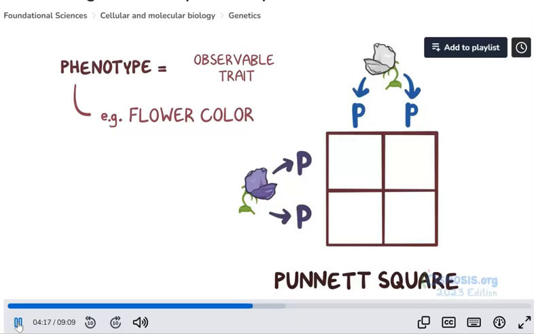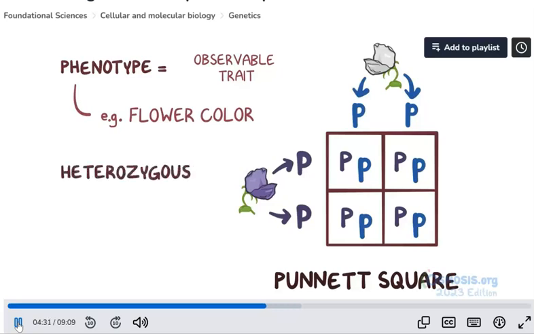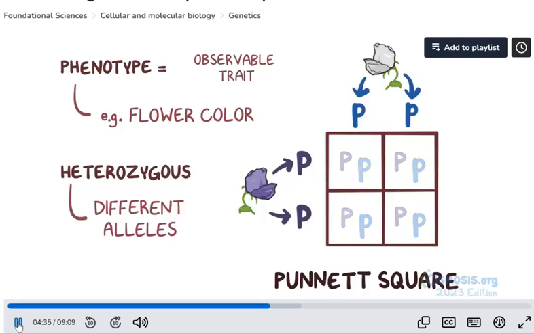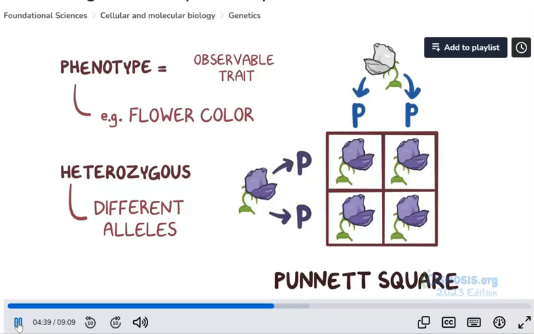So when the violet and white flowering plants were crossbred, each offspring got a dominant allele from the violet flower parent and a recessive allele from the white flower parent. Since the 2 alleles are different, these plants are all heterozygous, meaning that they have hetero, or different, alleles for the flower color trait. The phenotype of these heterozygous plants was that they all had violet flowers, because the dominant capital P allele masks the recessive lowercase p allele.